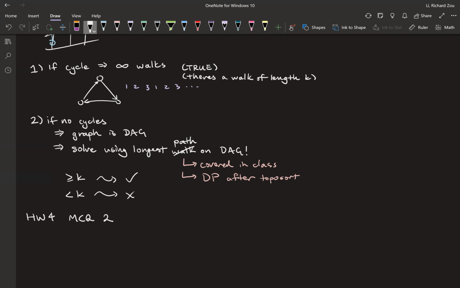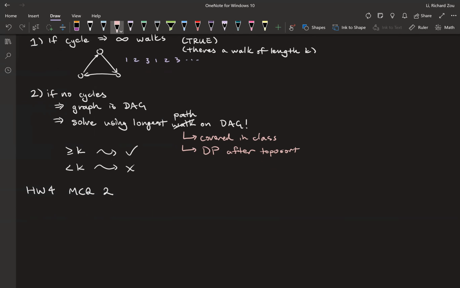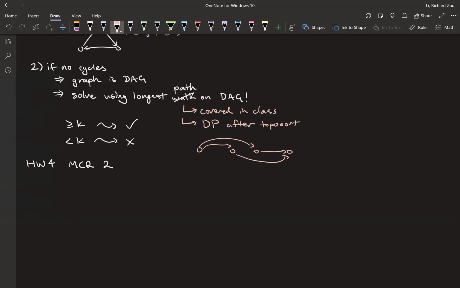But I guess I can just cover it here real quick. Suppose we have a bunch of edges topologically sorted like this, or something like this. Then the longest path, let's just call it LP, longest path, even though LP has different meanings. The longest path at a vertex V is 1 plus the maximum over all vertices U such that there's an edge U to V of the longest path at U.